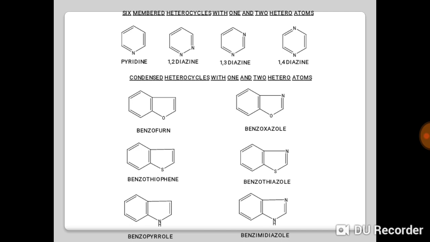Another classification of heterocyclic compounds is called condensed heterocyclic compounds, with 1 and 2 heteroatoms. Here condensed means more than one ring is present in the heterocyclic compound. Examples are benzofuran, benzothiophene, benzopyrrole, commonly called indole. Condensed heterocyclic compounds containing 2 heteroatoms, examples are benzoxazole, benzothiazole, benzimidazole. So these are the examples of condensed heterocyclic compounds.